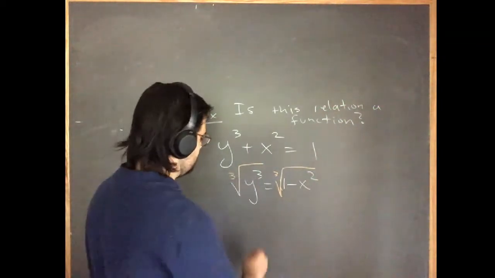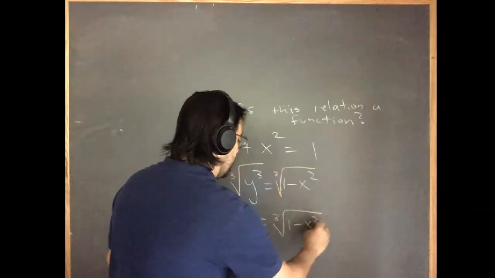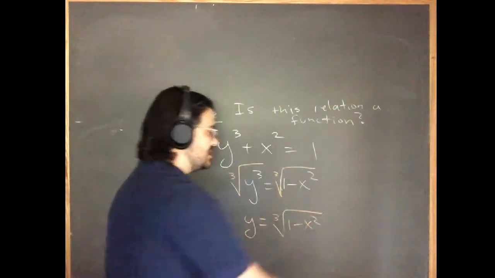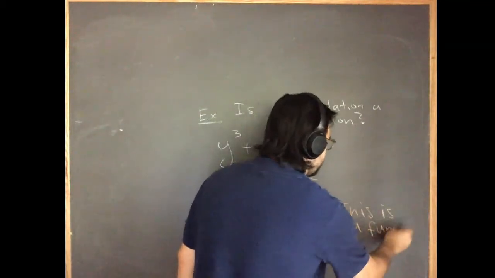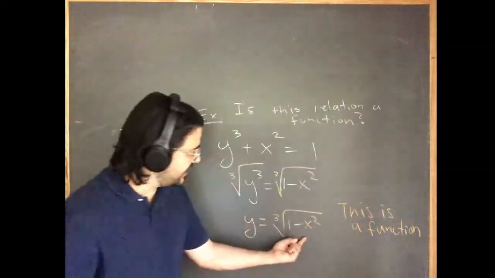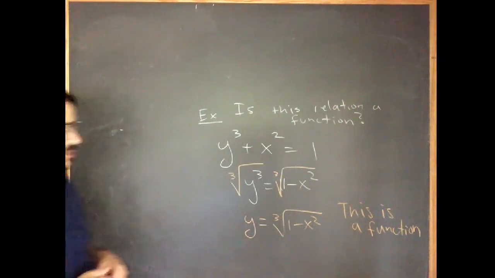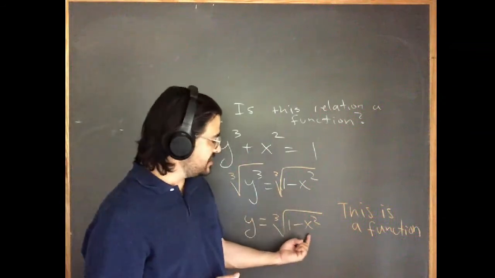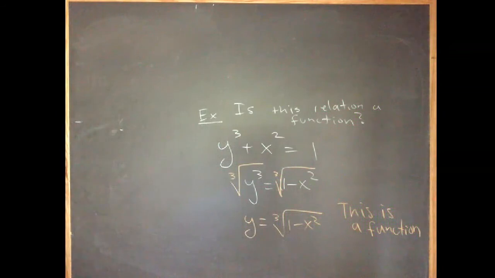So the cubes undo one another, and we're left with y is equal to the cube root of 1 minus x squared. You'll notice there's no plus or minus here, so this is a function. You give me the value of x, and I can plug it in, and I'll tell you what the value of y is. So this thing is certainly a function of x. Notice that we can't plug everything in. I can't plug in something like x is equal to 10, so the domain isn't all real numbers. We'll talk more about domains in the next section. But here it's certainly a function.